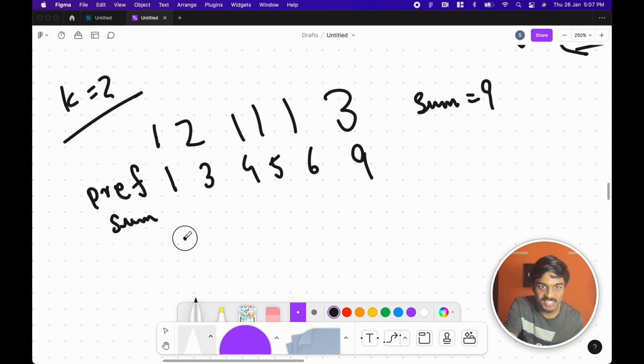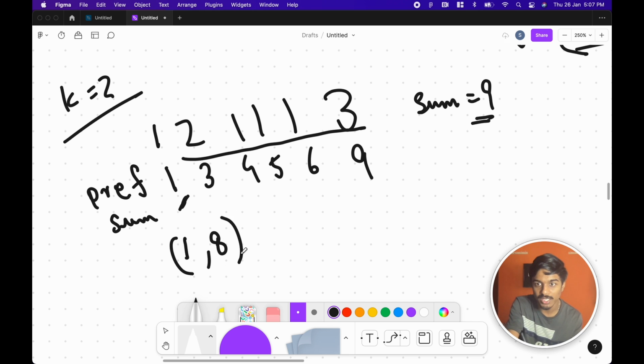So first let's keep 1 as static here, and the sum till here. What is this? The sum till here is total sum minus this number, that is 8. So this is one subsegment, and we take numbers till here. Okay, this is the interval now.